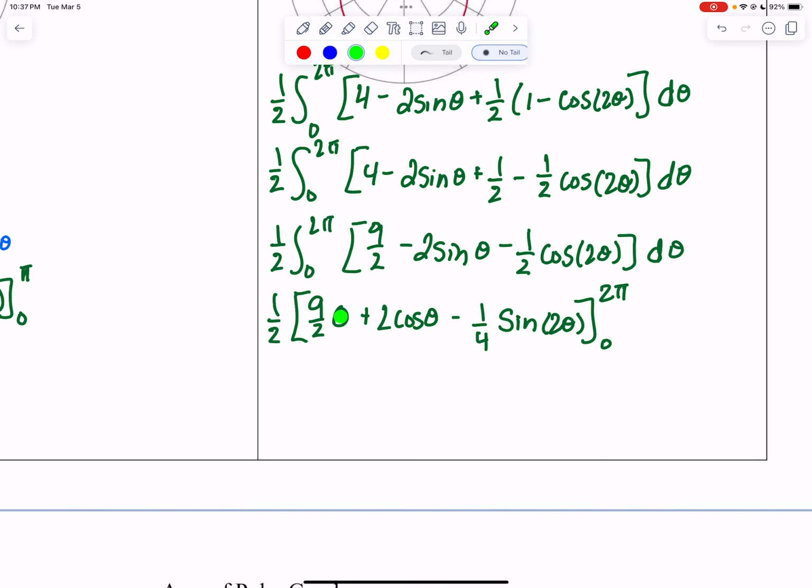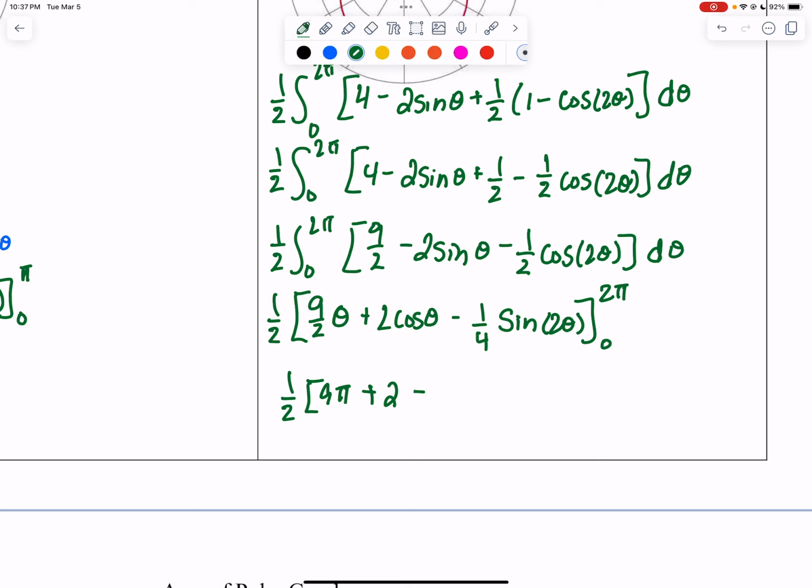Plugging in 2 pi right here, that's going to give me 9 pi. Cosine of 2 pi is going to be 1, so this is going to give me 2. Sine of 4 pi is going to be 0. So that's my upper bound.